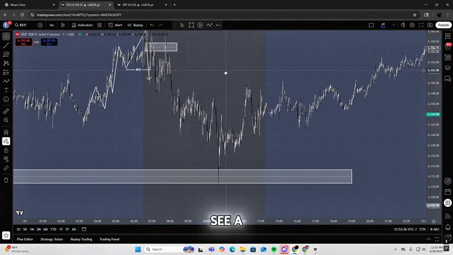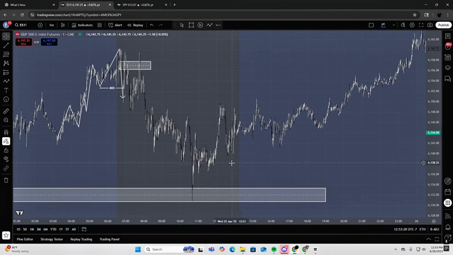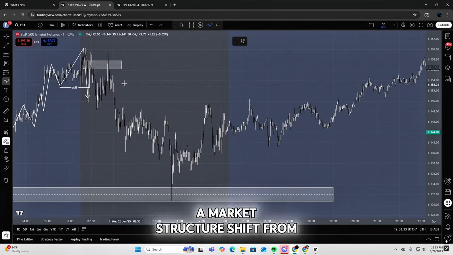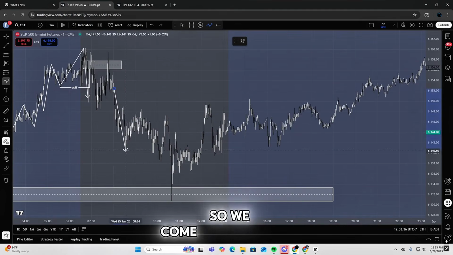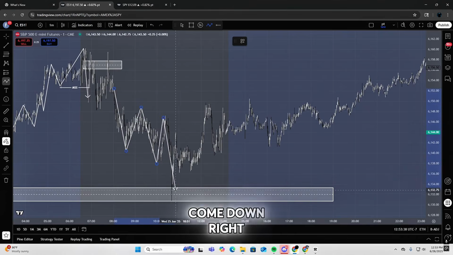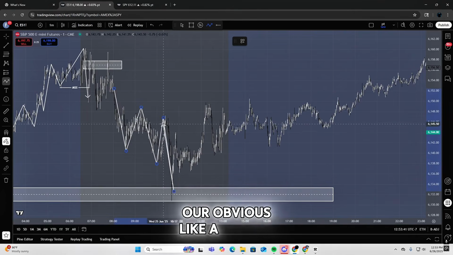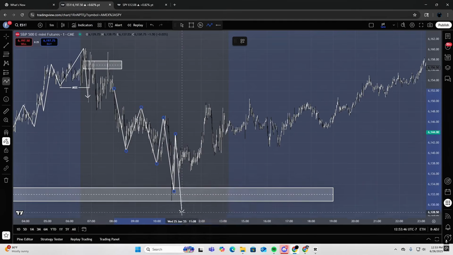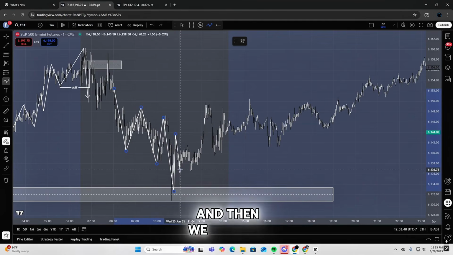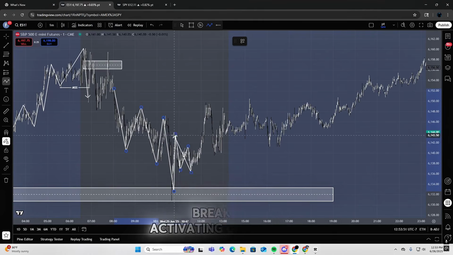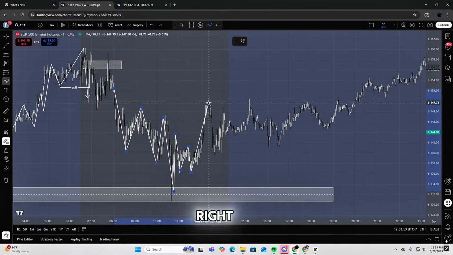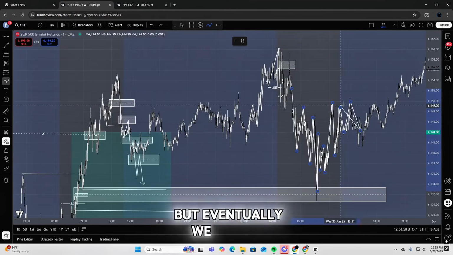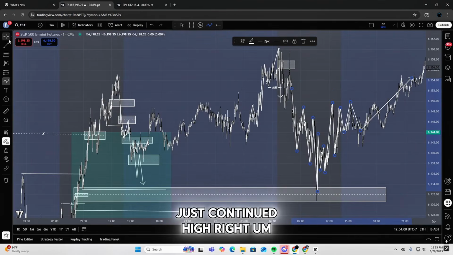And this is where we see a market structure shift from the upside to the downside. So, I mean, wait, a market structure shift from the downside to the upside. So we come down, come up, come down, come up, come down, and then we have our obvious market structure shift somewhere right here. And right here we stop inserting the lower lows. And then we come up, come down, come up, and then we break this, activating our market structure shift. And then from here we take a while. We just take a fat minute, but eventually we continue higher.